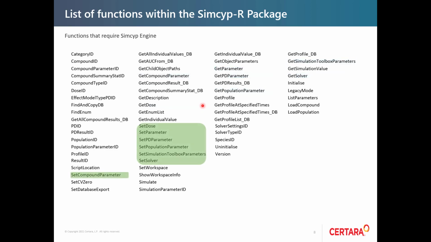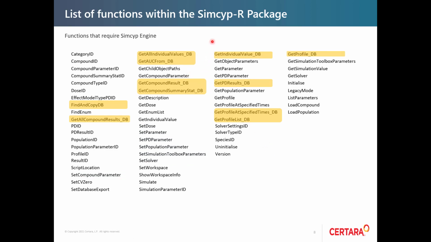The next set of functions are the setters. These all have the word set before their function name. So for example, setDose, setParameters, and so on and so forth. What these functions are used for is to change parameter values within the Simcyp workspace that you brought into R. So for example, if you're interested in changing the molecular weight value, you can use setCompoundParameter to change the molecular weight value. Or if you're interested in changing the dose value within the workspace that you brought in, you can use the function called setDose to change the dose value within that workspace.